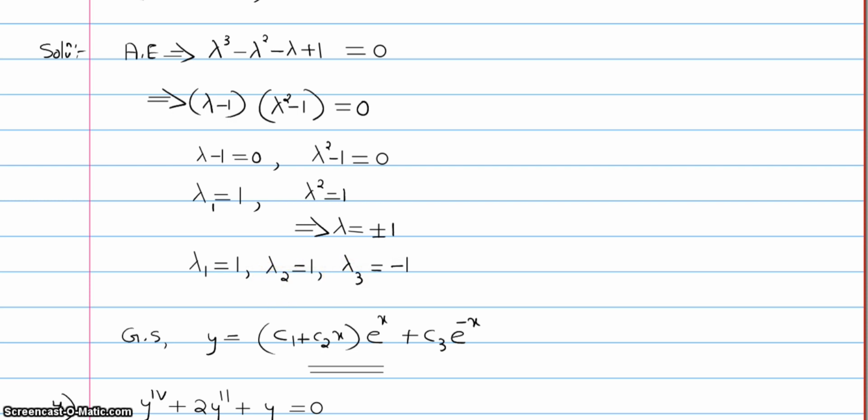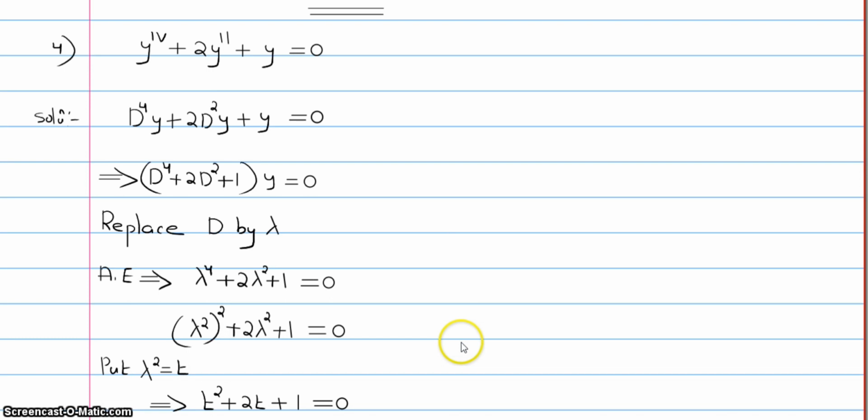So the general solution format will be y equal to c1 plus c2 x into e raised to lambda 1 x, plus, the other root is real and distinct, so c3 e raised to lambda 3 x. Now replacing lambda 1 as 1 and lambda 3 as minus 1, we will get the general solution as y equal to c1 plus c2 x into e raised to x plus c3 e raised to minus x.